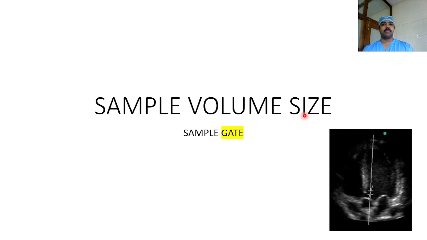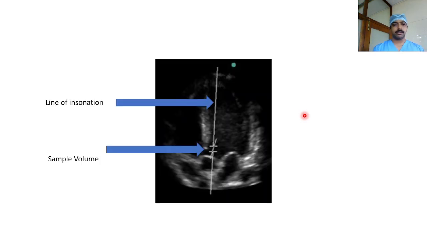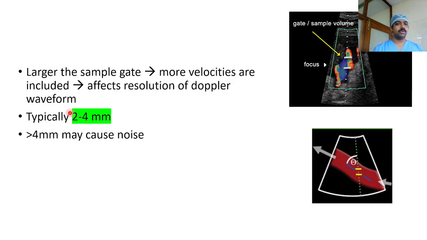Next is the sample volume size, or otherwise called a sample gate. That is a small marker which we put. When we put it, this line we put is called the line of insonation, and this is the sample volume, and this is the angle correction we can give with the sample volume. So this sample volume should typically be 2 to 4 mm.